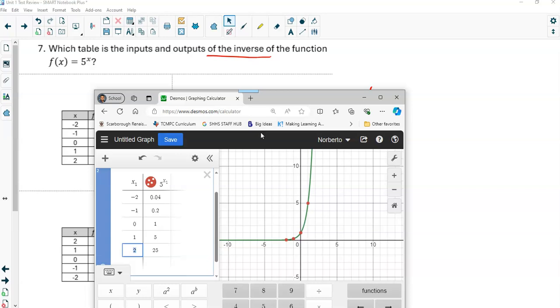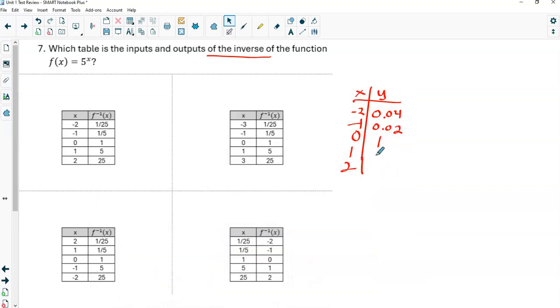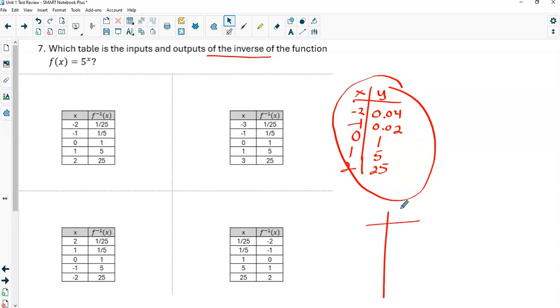Notice 1 is 5, 2 is 25. Now, I'm not looking for that. That's not the one I'm looking for. I am looking for the one that is backwards. So I'm going to write it here. So x and y: when I have 0.04, I should get -2. When I have 0.2, I should get -1. When I have 1, I should get 0. When I have 5, I should get 1. When I have 25, I should get 2.